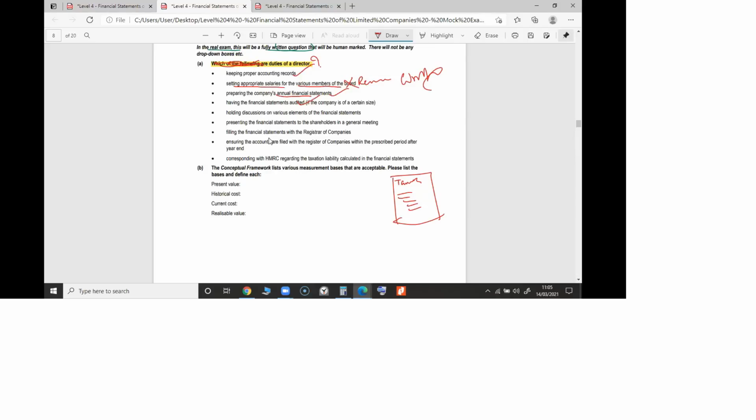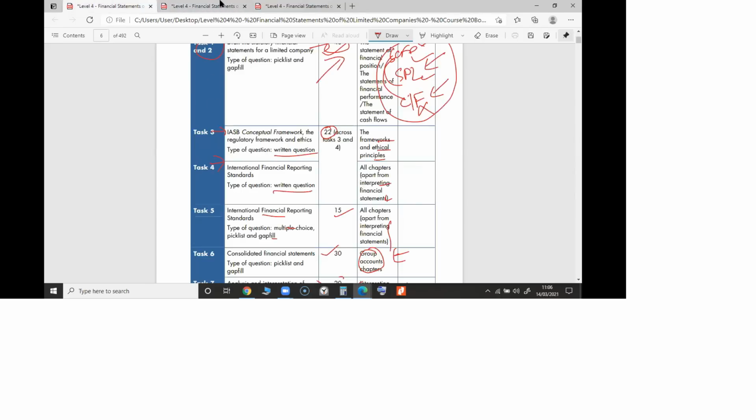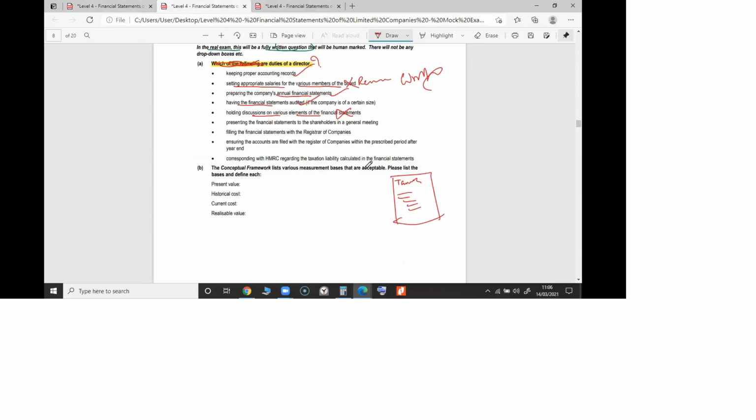The other one, having the financial statements audited. Yes. If the company is of a certain size, if it's a public limited company, by law you need to do the auditing, and you need to keep the records as well. Holding discussion on various elements of the financial, no, this is not written into the duties of your director. So in the book, you have all this written. Please check it out, read it and write it, try to memorize it.